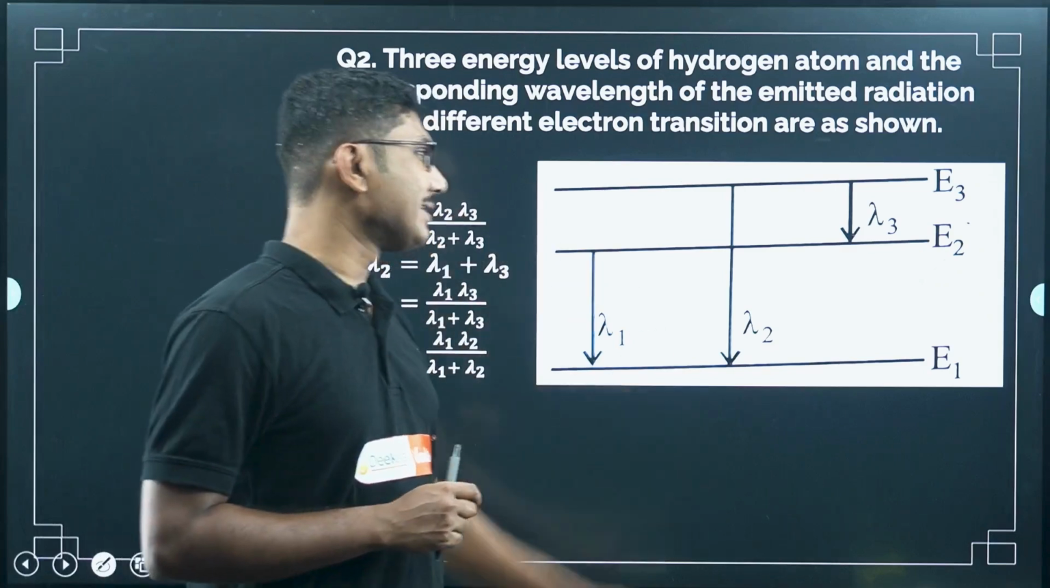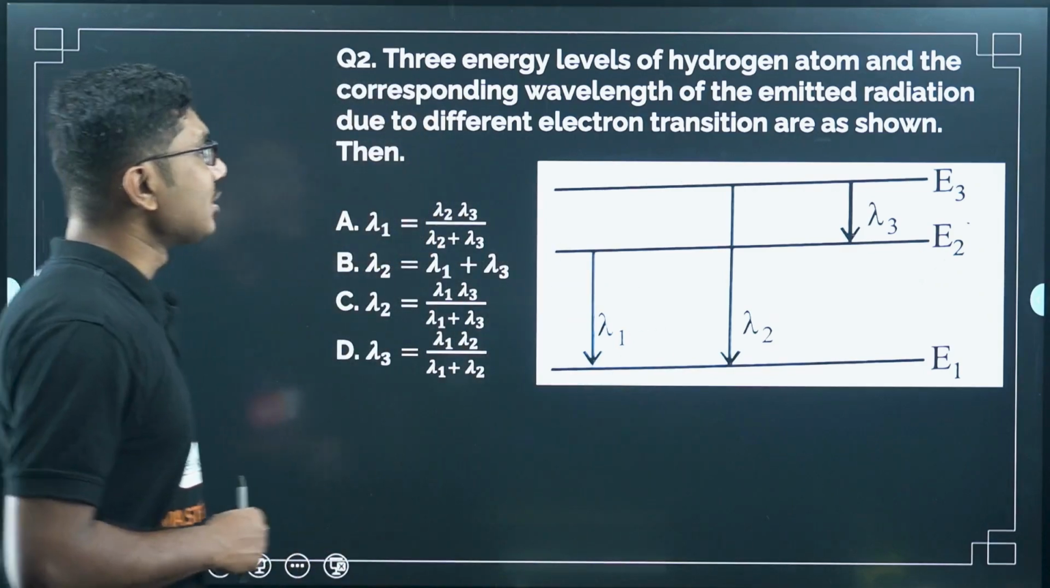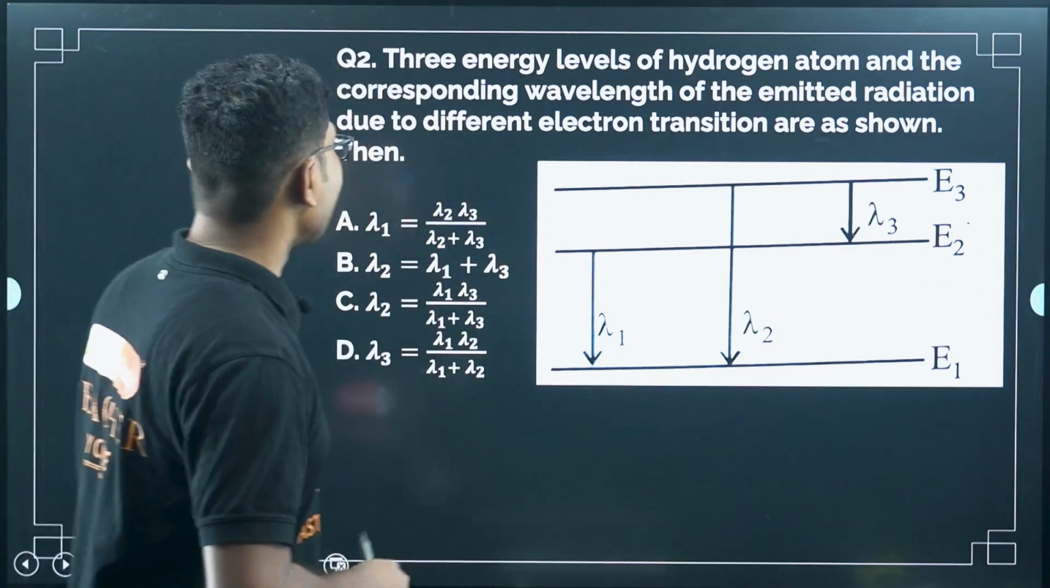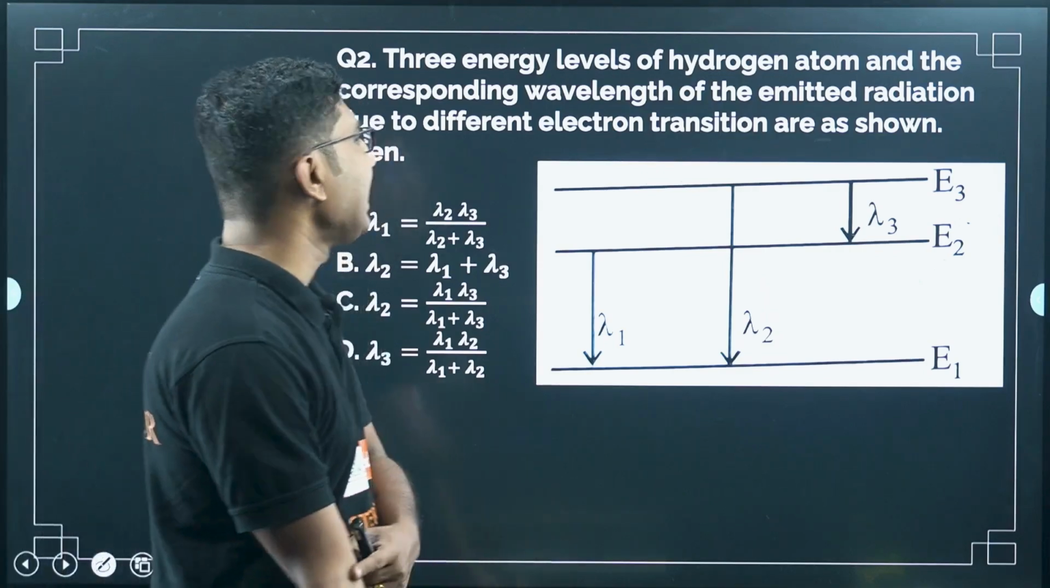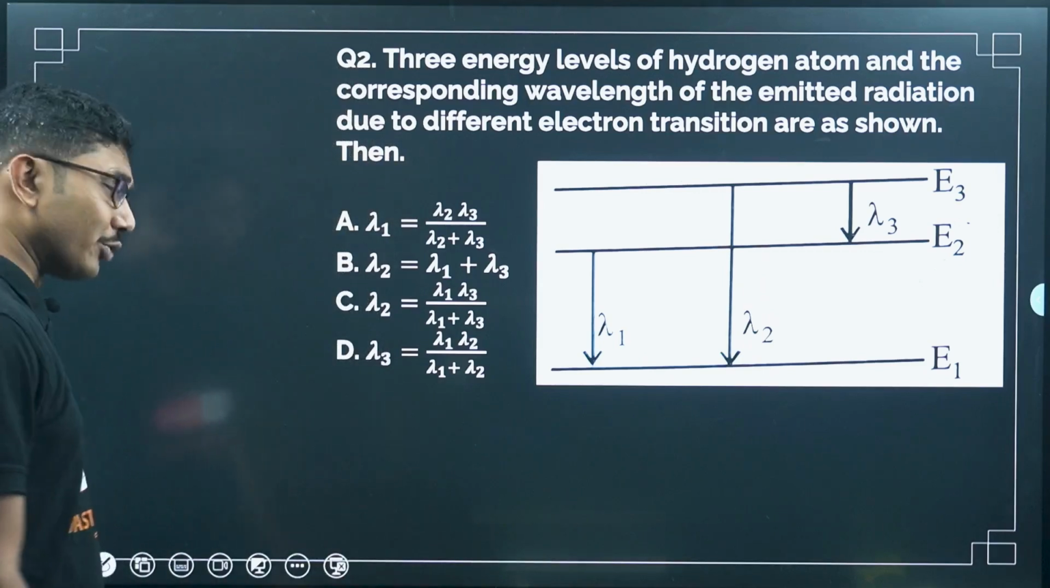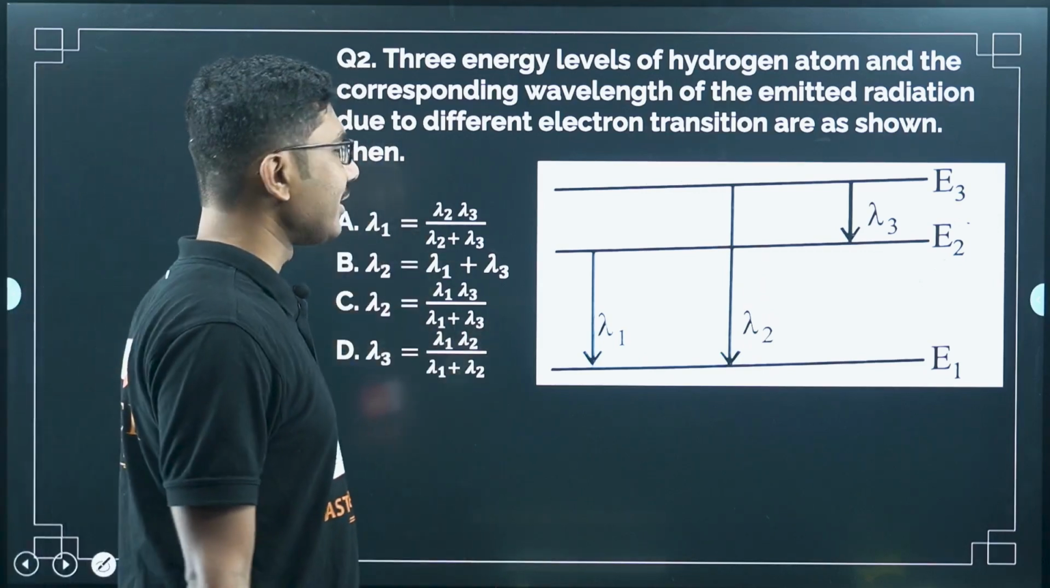This is a very interesting question. 3 energy levels of hydrogen atom and the corresponding wavelength of the emitted radiation due to different electron transitions are shown. Okay, then they have asked you to find the relationship.